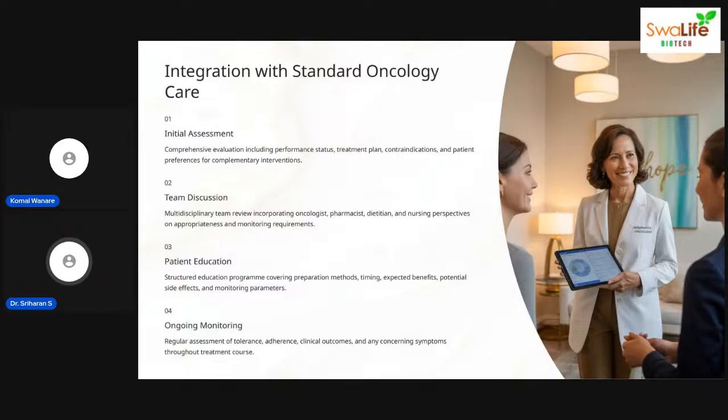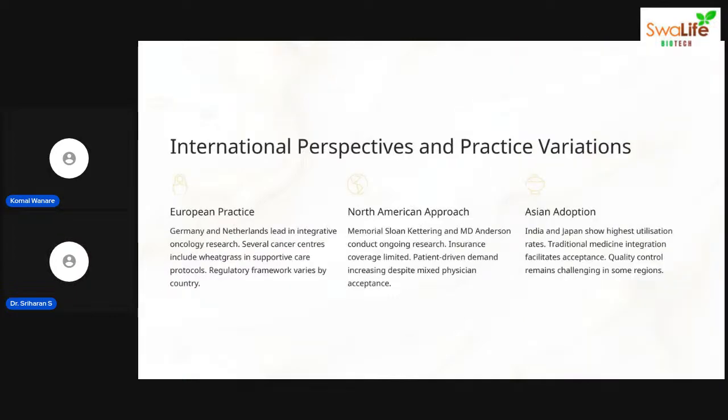After patient education, ongoing monitoring. In ongoing monitoring alone, we can analyze the symptom level and the treatment level: how the symptoms behave, where the symptoms decrease, and where they increase. Likewise, we can integrate. So this is the actual plan: first is initial assessment, step 2 is team discussion, step 3 is patient education, and step 4 is ongoing monitoring. Now, international perspective and practice variation.